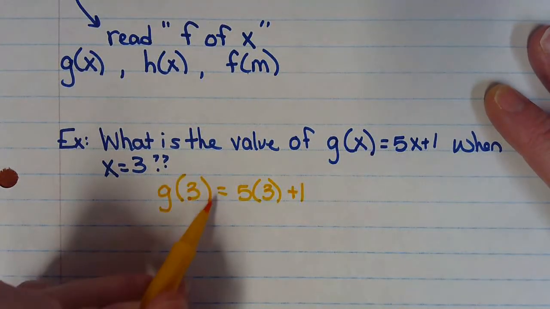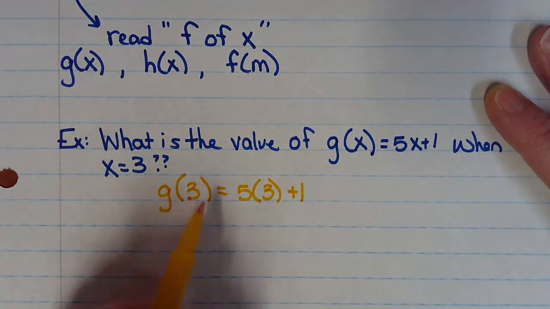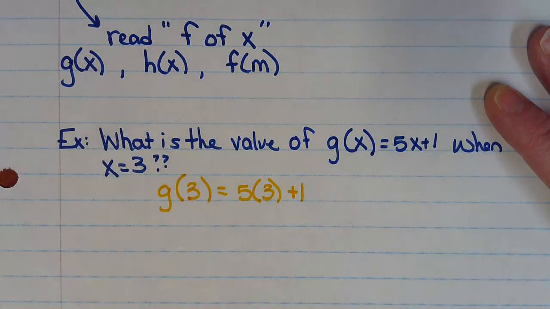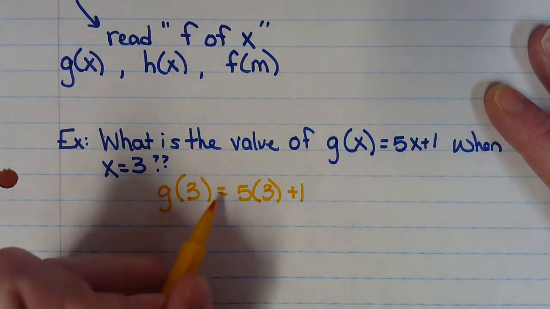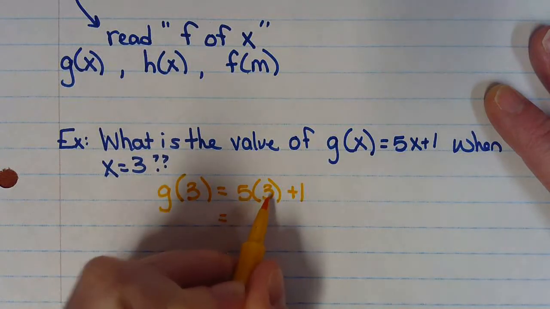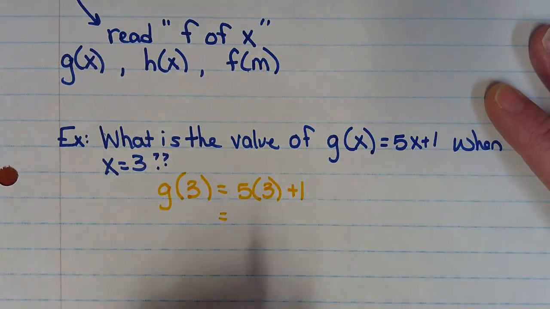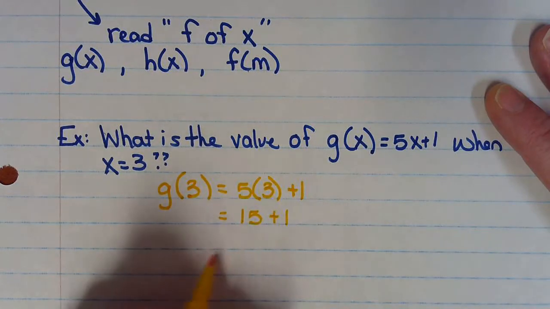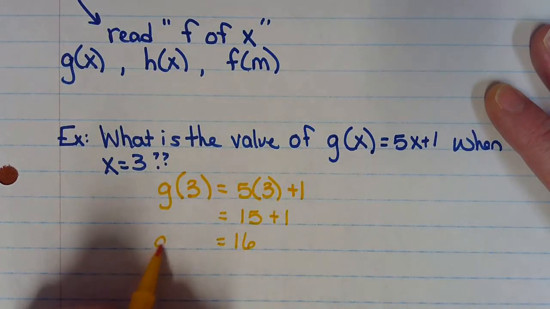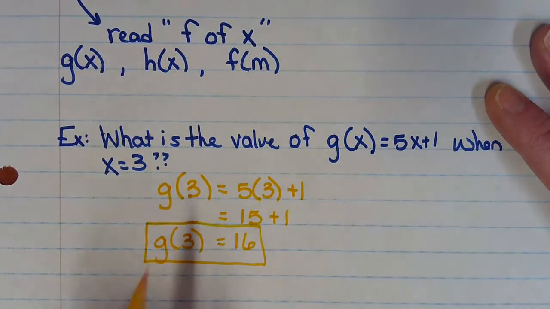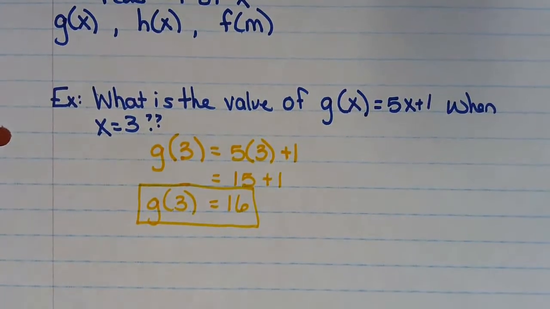This is how we notate in function notation what value we plugged in for x. When we start simplifying, we use order of operations a lot today. 5 times 3 is 15, and then 15 plus 1 is 16. So when we plug a 3 into our function, we get a 16. A lot of today is just plugging and chugging into functions.